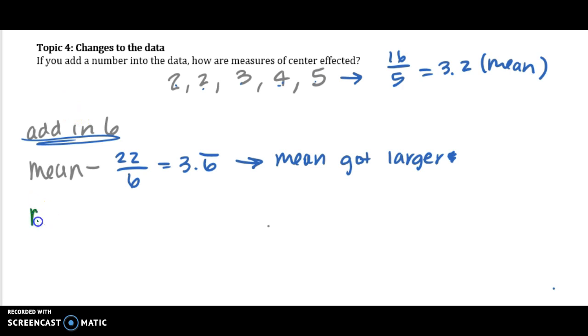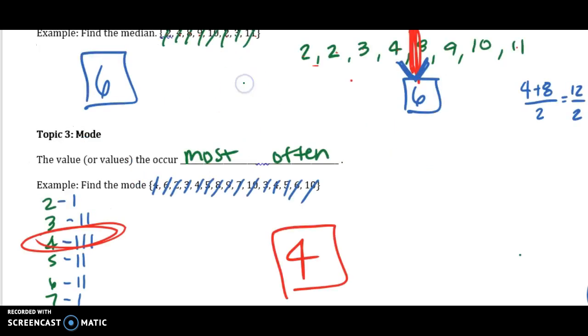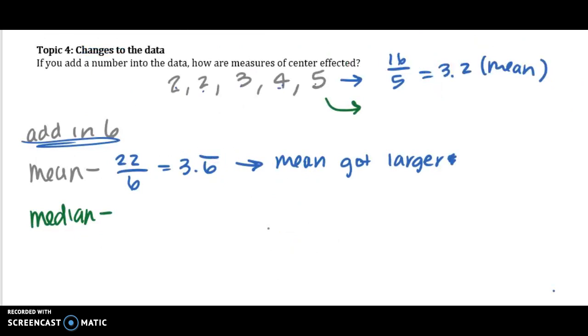How about the median? How is it going to affect the median? Well, currently, our median is 3 because there's... Whoops. Whoa, what just happened? So if we're finding the median this time, we're looking for the number in the middle. 3 is the number in the middle. That's our median. So how is it going to change the median?